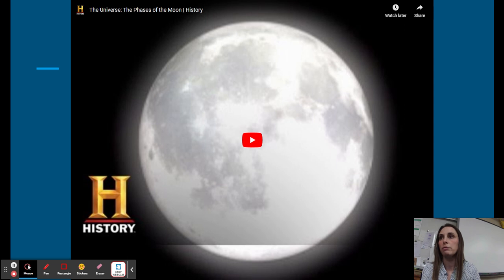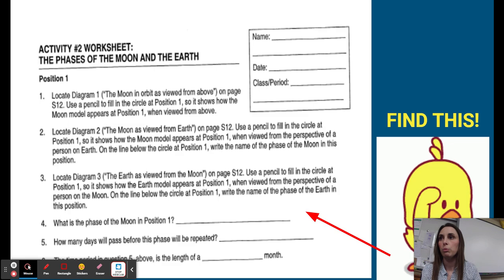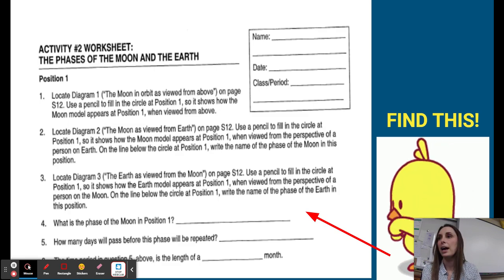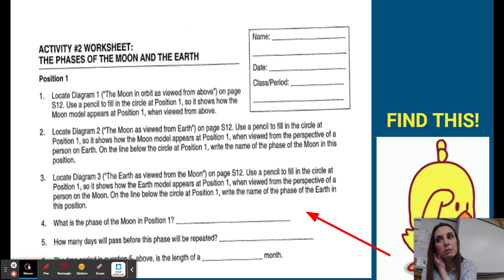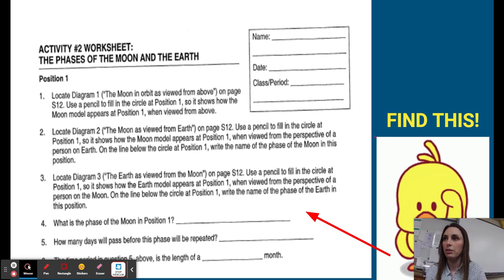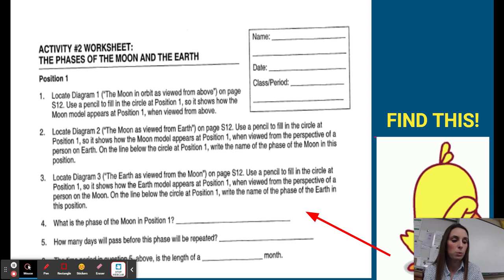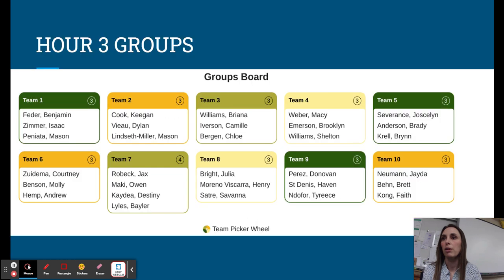We'll watch a quick video on the phases of the moon from the History Channel. And then we'll be working on our lab. So yesterday, if you were here, we worked through position 1 and some people got started on position 2. So we will remodel this position 1 in class today. We will give a couple of examples using a light so that you can see what this would look like from a bird's eye view.